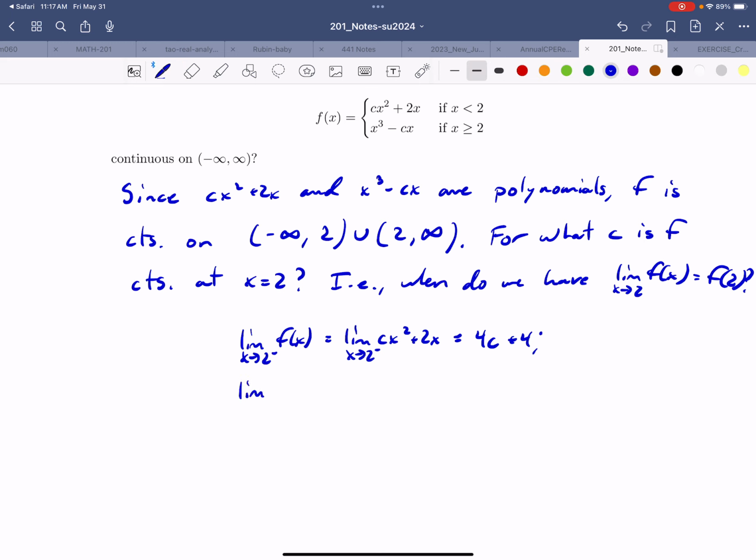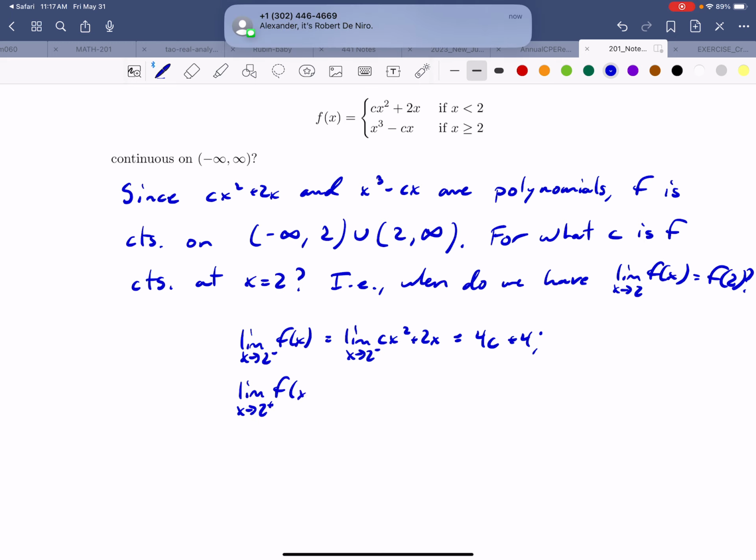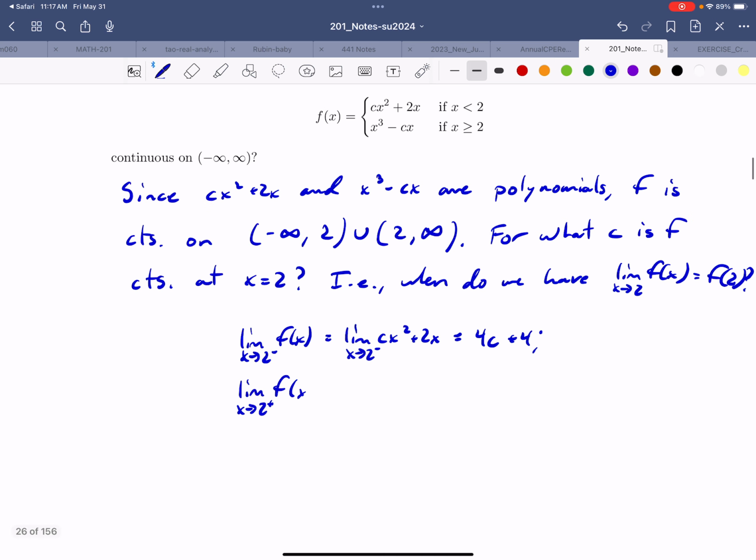The limit as x approaches 2 from the right of f of x. Well, that's going to equal the limit as x approaches 2 from the right of x cubed minus cx, and that's going to equal 8 minus 2c. It's worth pointing out that since f is defined at 2, this actually equals f of 2.